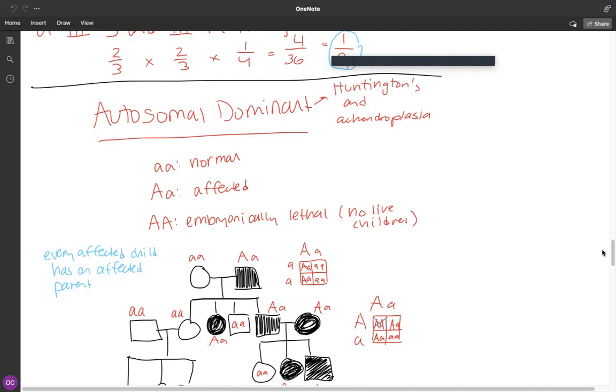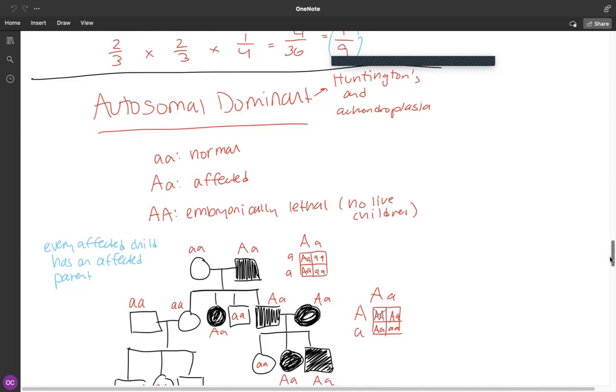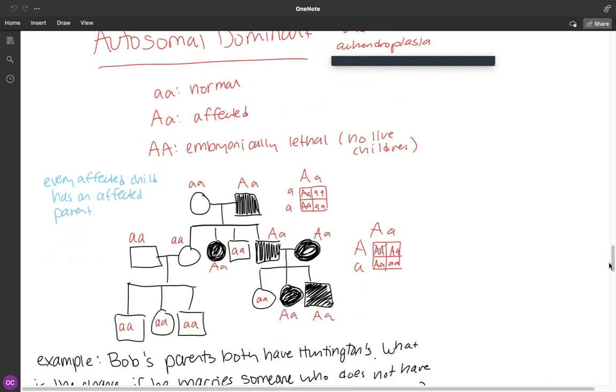And this is because being homozygous dominant for an autosomal dominant pattern of inheritance is embryonically lethal, meaning that we don't have any live children. So they are not able to breed. And a key factor for autosomal dominant pedigrees that you need to note is that every affected child has an affected parent. And this goes back to the fact that affected individuals are heterozygous.